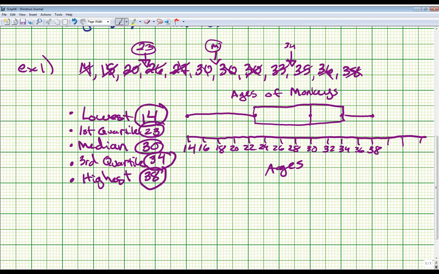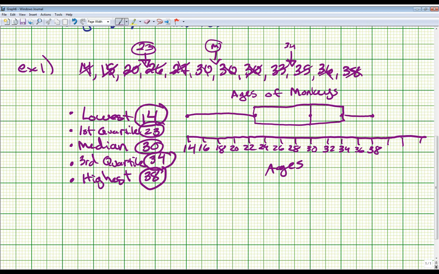If you tried number 1 on your own, the first dot should be at the 0. The next dot would be at the 1. Then the next dot would be at the 2. The next dot would be at the 3. And the final dot would be at the 6. You'd have a box going from the 1 all the way around to the 3. And then you'd have whiskers going out to the 0 and the 6.